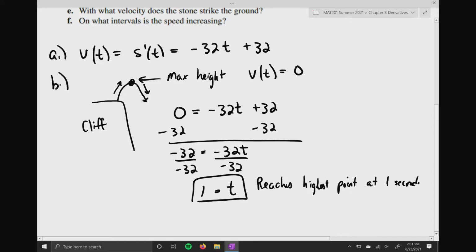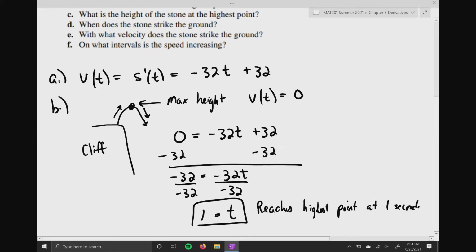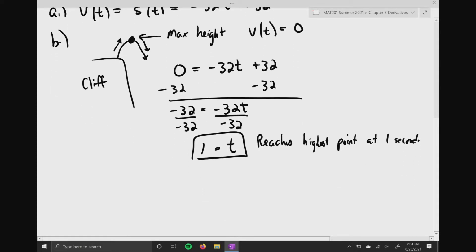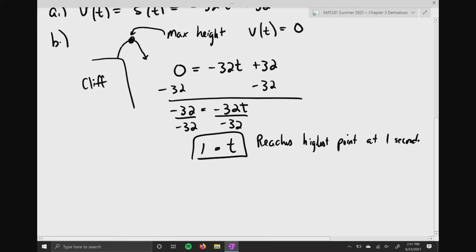Okay? Now, letter C says, and I need to scroll up here a little bit, it's at the top of your screen, what is the height of the stone at its highest point? So here's what we know. We know that, and I'm going to try to erase some arrows here. I'm going to go back to my drawing. Get a different color. Here we go. So we know that the stone is going to reach its max height at 1 second.